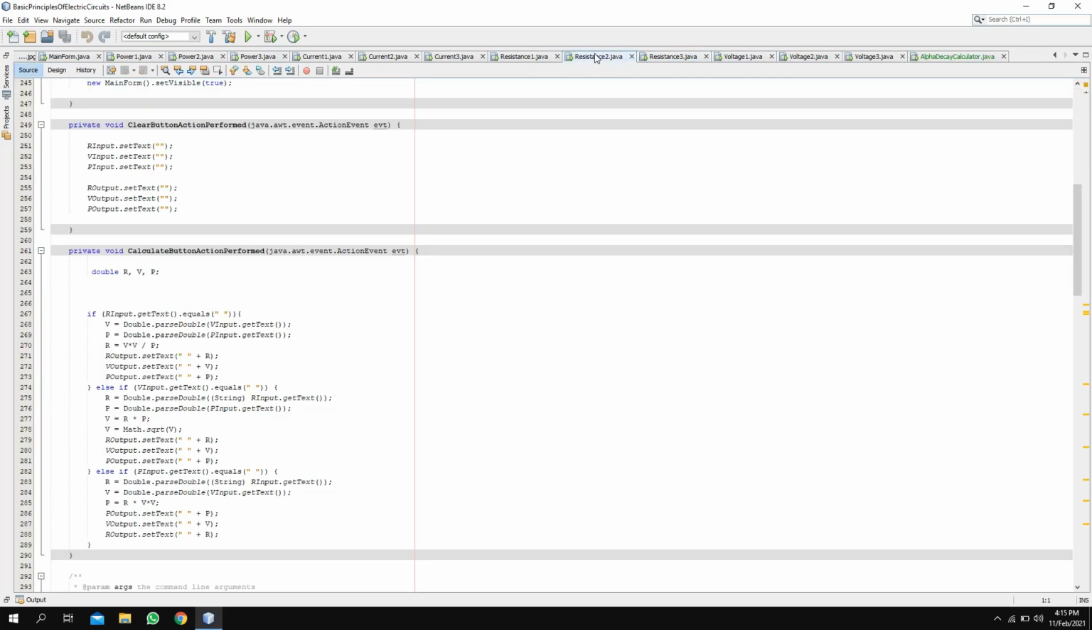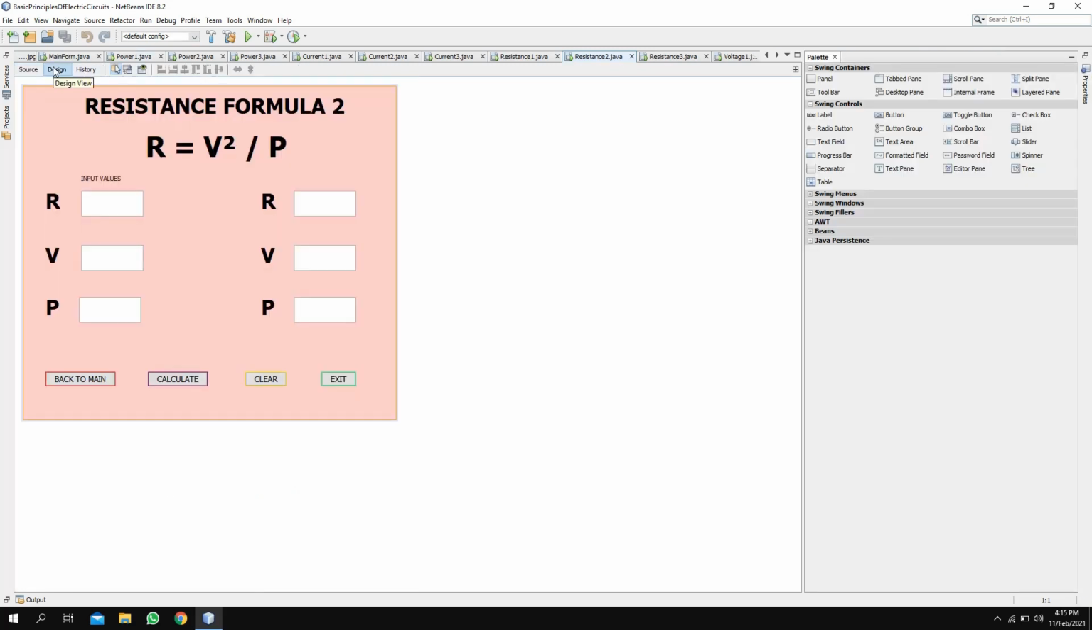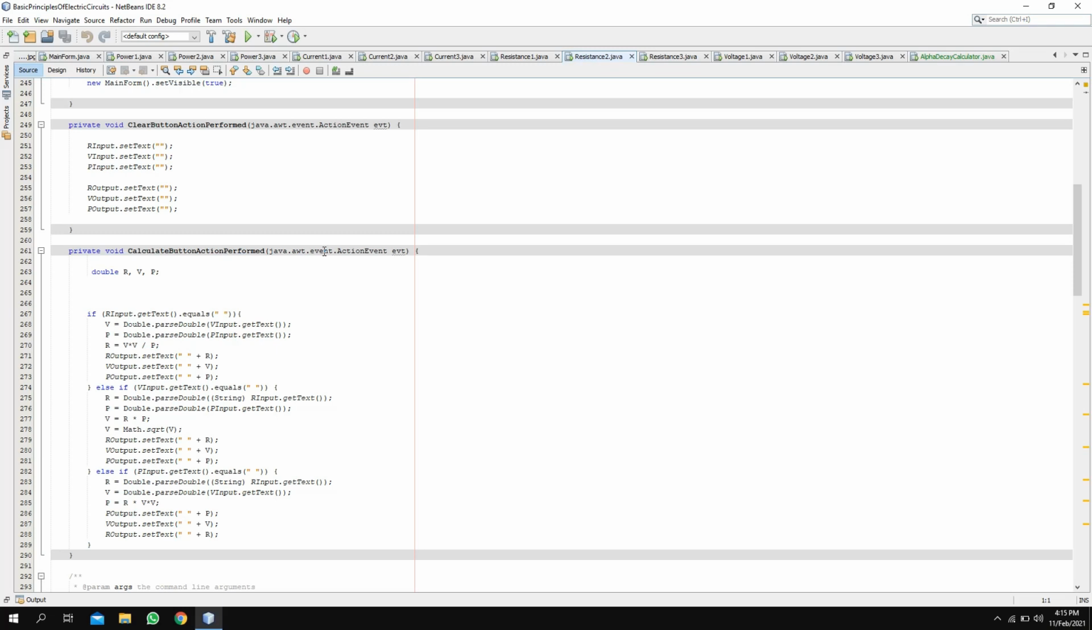Alright, next is resistance 2. Okay, I take this as an example because this R equals V squared over P, so it's a little bit different. So this one is V squared over P. This V equals square root of RP, so when we rearrange this, we have V equal to Math.sqrt, because V squared equals RP, V equals square root of RP. That's why it's a little bit different.